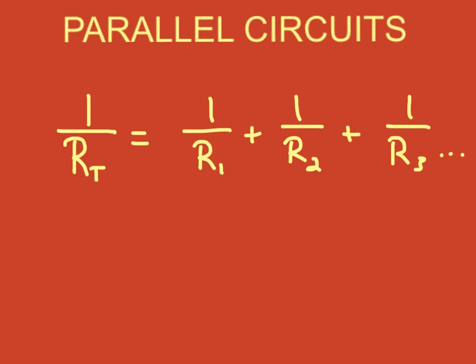Resistance in parallel circuits diminishes. It's the reciprocal of the sum of the reciprocals of each individual resistor. It's important to remember to hit that last reciprocal key on your calculator to get the final answer.